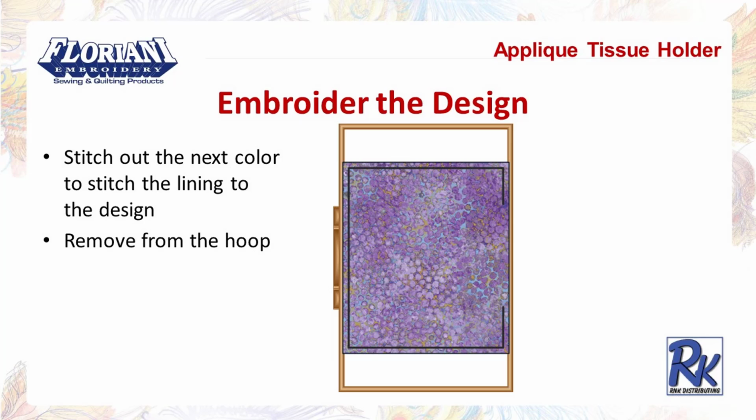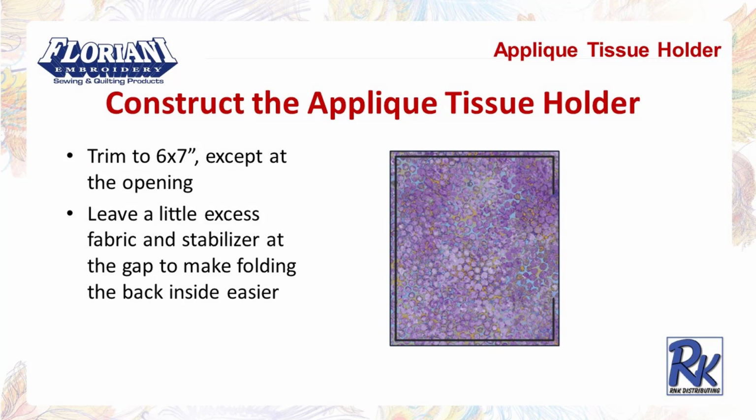Last step of the embroidery is to stitch out the next color, which is going to stitch the lining to the design. It's not real important what thread color you use here because it's going to be hidden. And then lastly, you want to remove the design from the hoop. Next, you'll want to trim the design to 6 by 7 inches, except at the opening or the gap there. You'll want to leave a little excess fabric and stabilizer at the gap to make folding the back inside a little bit easier.